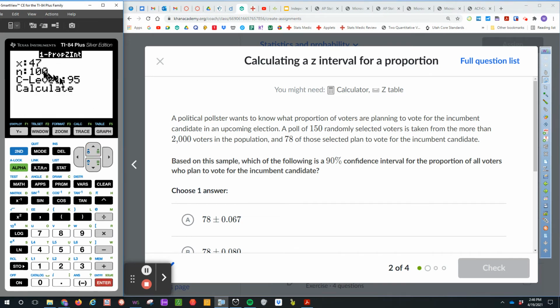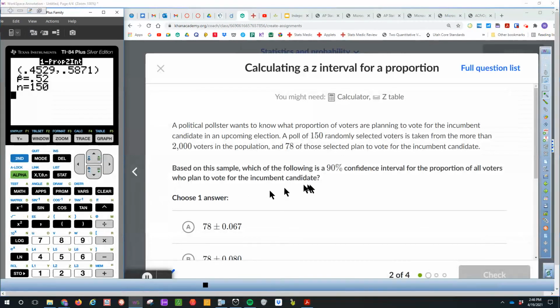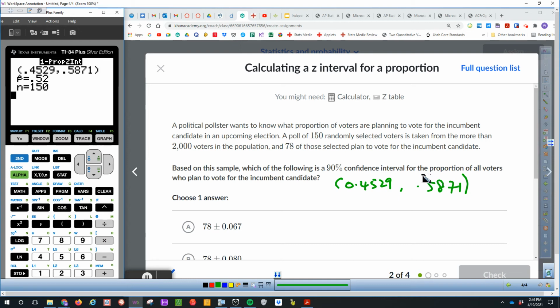So press enter. So they ask you, out of the x, how many? 78, right? And what's the sample size? 150. And what is the confidence level? 90%. So I can put 90 here. Ladies and gentlemen, look, that's it. That's your confidence interval. So your confidence interval is between 0.4529 and 0.5871. Right? So this is your confidence interval.